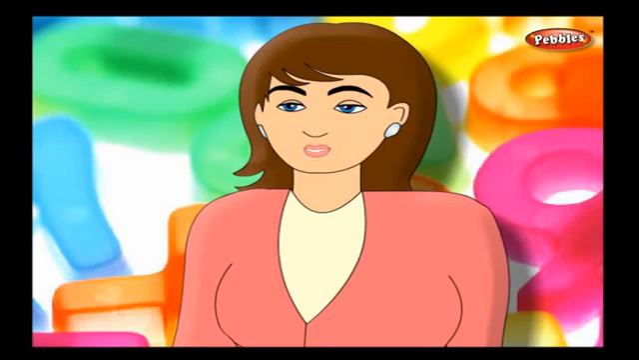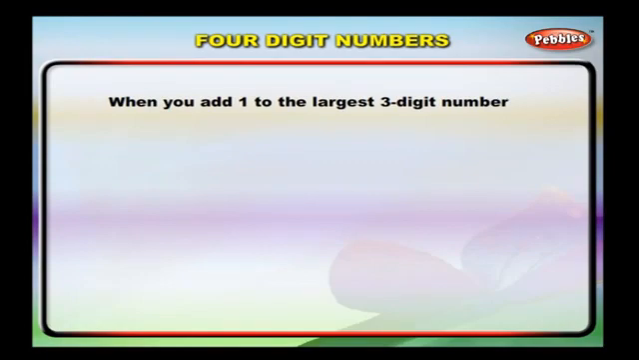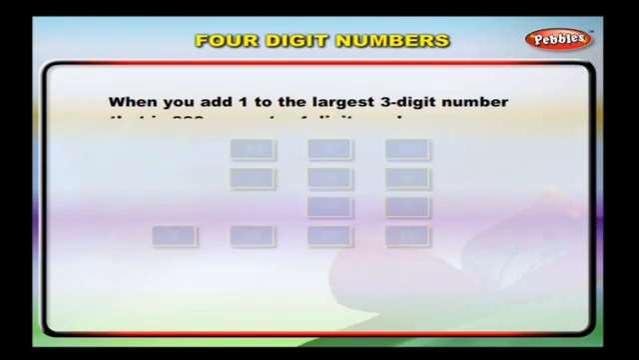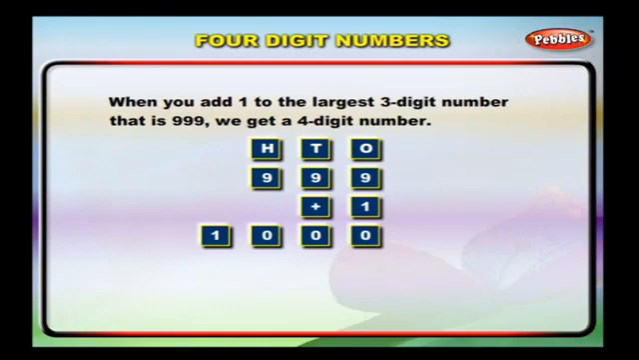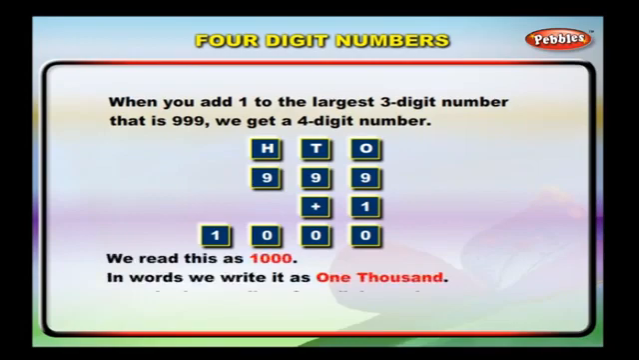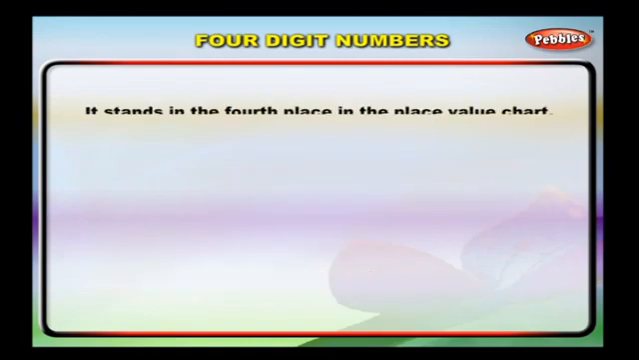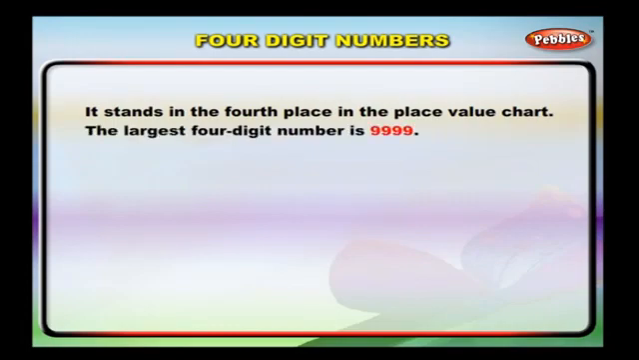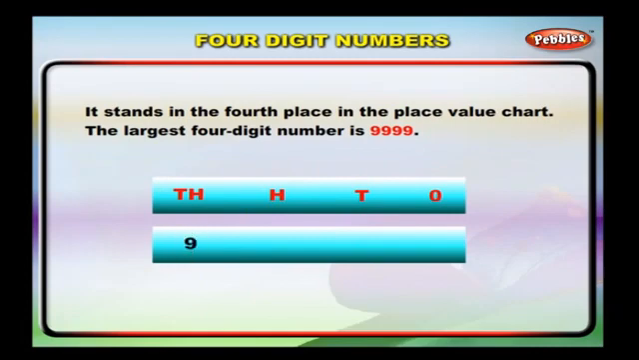Now let us know about 4-digit numbers. When you add 1 to the largest 3-digit number, that is 999, we get a 4-digit number. We read this as one thousand. In words, we write it as one thousand. 1000 is the smallest 4-digit number. It stands in the 4th place in the place value chart. The largest 4-digit number is 9,999.